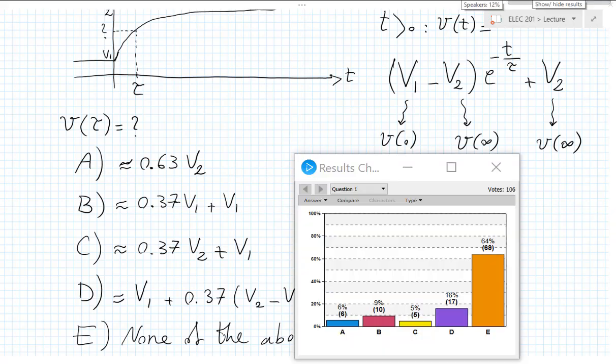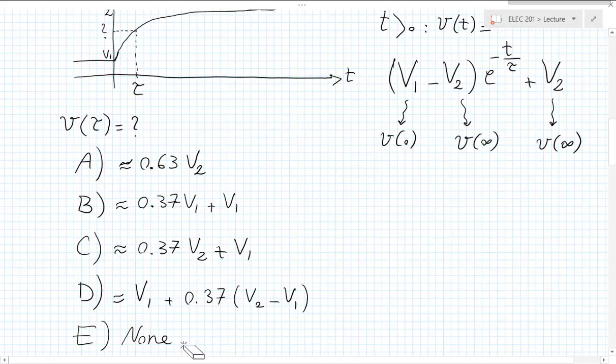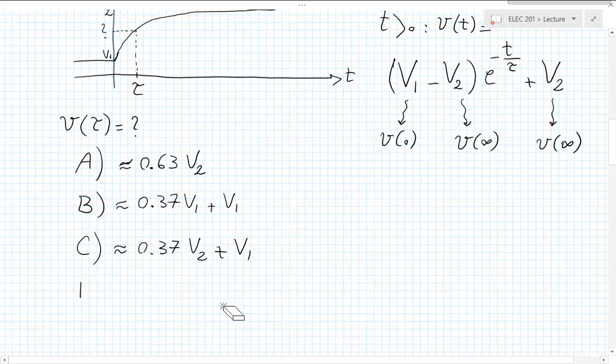OK, very good. So the options suggested were not very popular. Let's see who's right. I prefer to erase these to make room for our discussion.